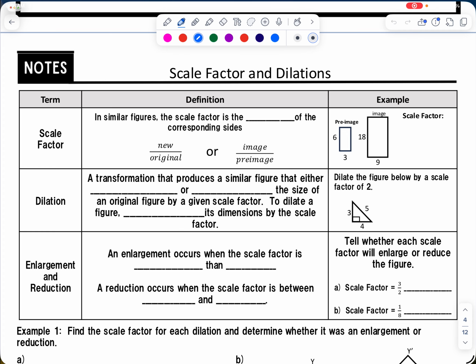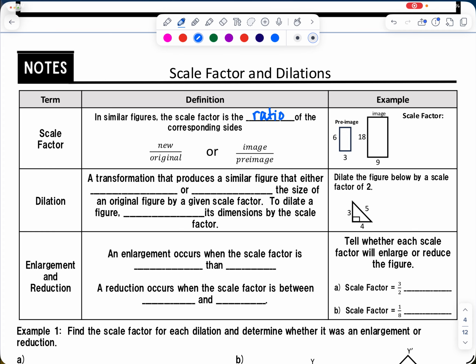In similar figures, the scale factor is simply the ratio of the corresponding sides. And we want to always compare the new side to the original, or the image to the pre-image, same thing. So, for example, in these two rectangles here, we have the pre-image, which is our smaller rectangle, and our new image.